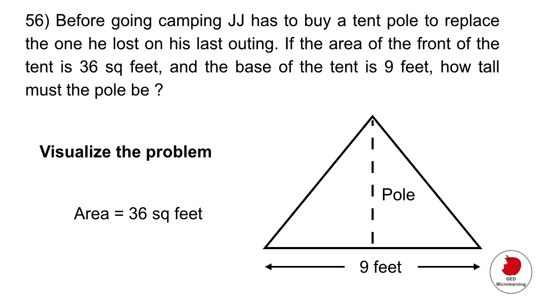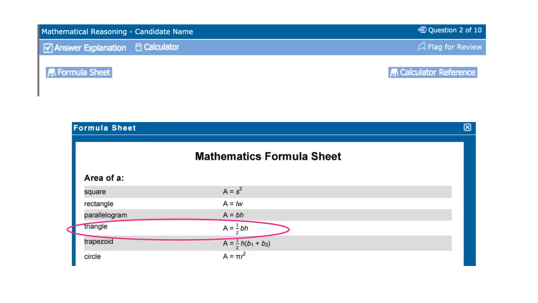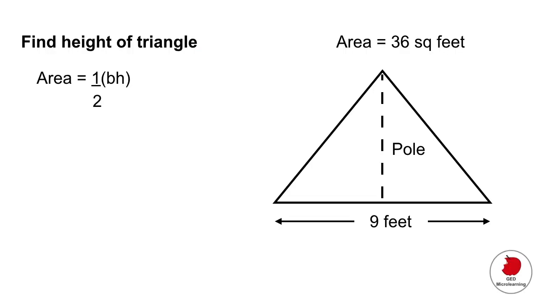Okay, so here is where you go to your formula sheet on the exam page, and it tells you that in order to find the area of a triangle, you have to use this formula. We already know the area, which is 36, but we want to find out the height, which is letter H. So you plug in the numbers that you already have. The area was 36, the base was 9, and we're trying to find H. So we're going to solve for H.